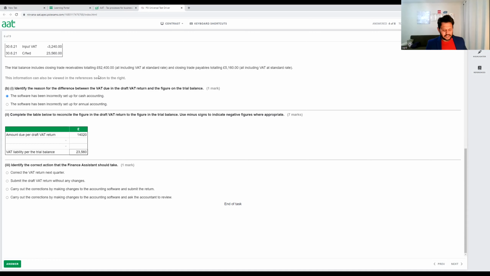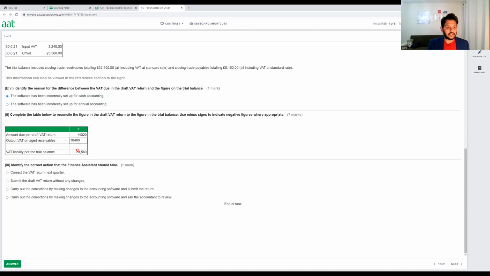So let's have a look at how much the trade receivables are. Let's do that. We said output VAT on trade receivables. So we have 62,400 and divide by 6. That gives me 10,400.